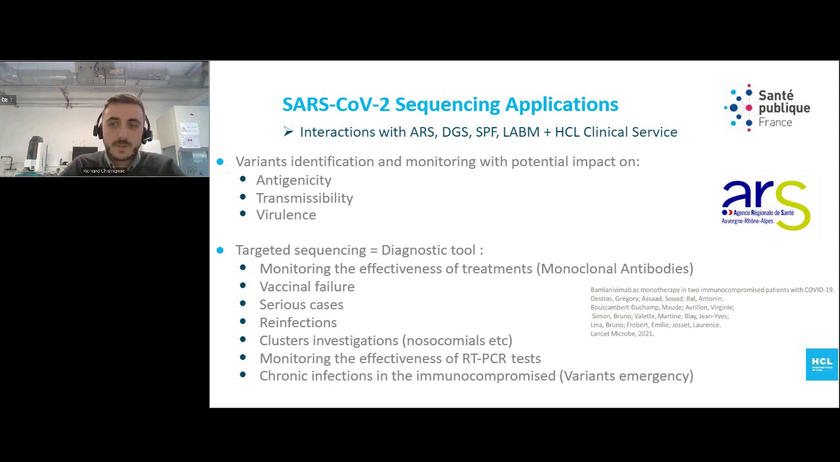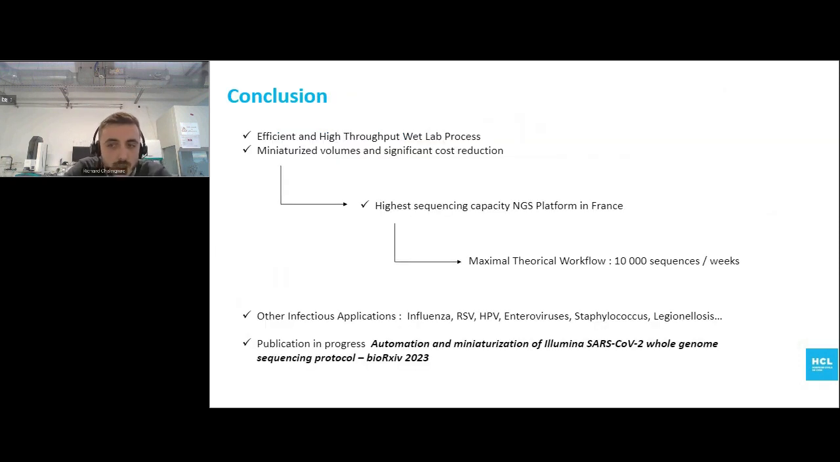So to conclude, as a response to the SARS-CoV-2 pandemic, we developed and designed an efficient and high-throughput wet lab process with miniaturized volumes and significant cost reduction. So it allowed us to have the highest sequencing capacity in a single platform in France during the epidemic peak, with a maximal theoretical workflow of 10,000 sequences per week.